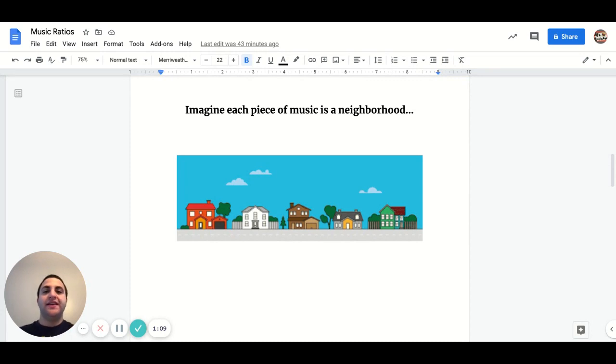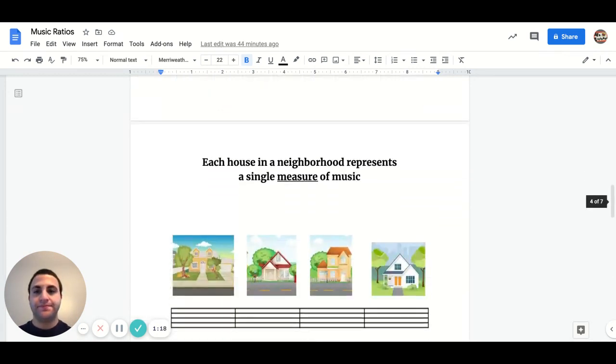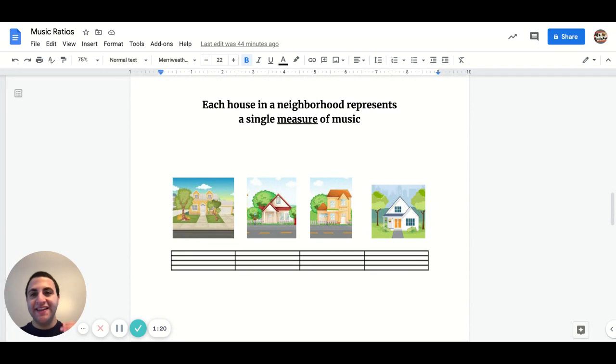Let's imagine that each piece of music is a neighborhood that has a lot of houses inside of that neighborhood. And each house in that neighborhood is going to represent a single measure of music. You'll notice that there are 4 measures seen here because they are separated by our bar lines.